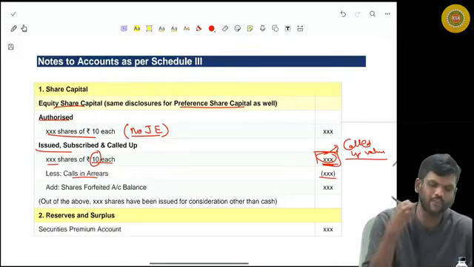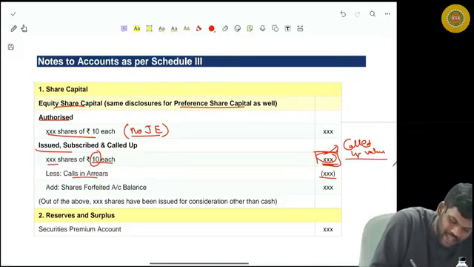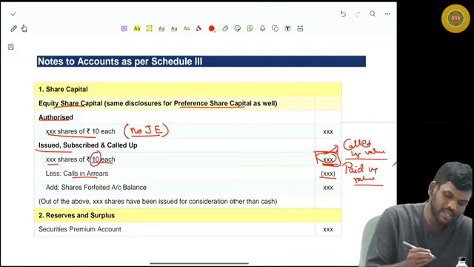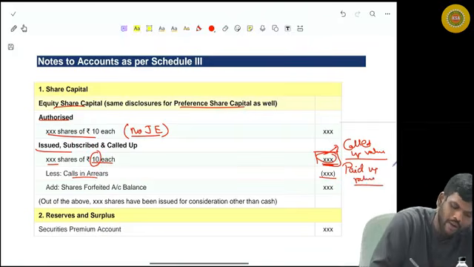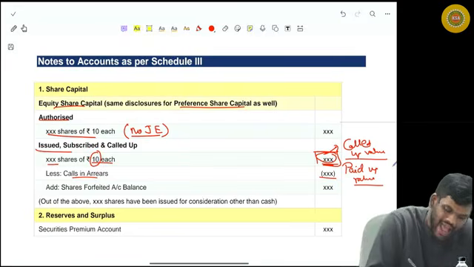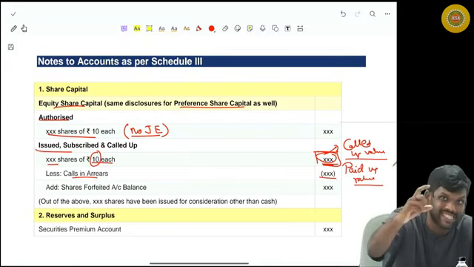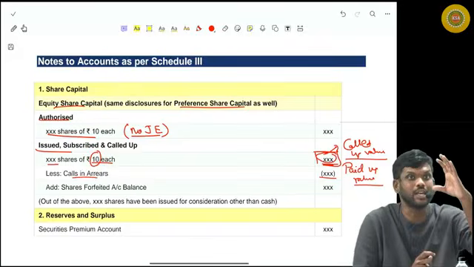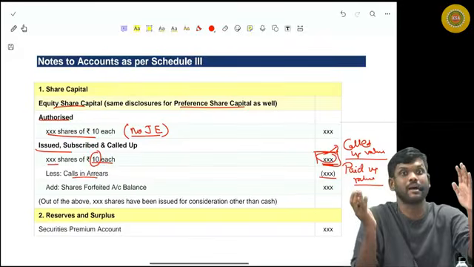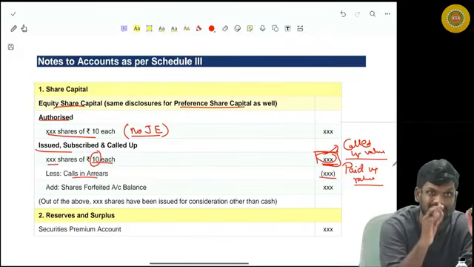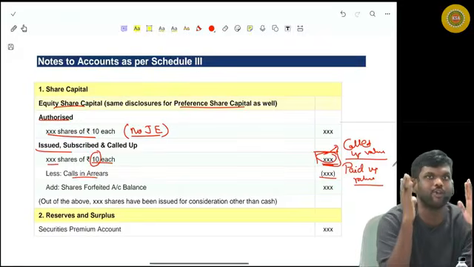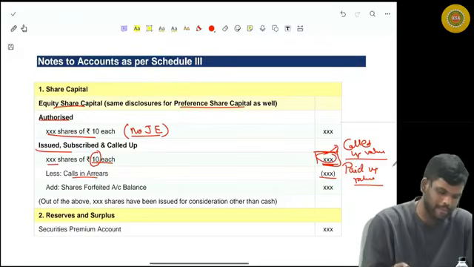So from called up value, if you subtract calls in arrears, you will get paid up value. Okay, so equity share capital called up value will be in a separate ledger account and calls in arrears will be in a separate ledger account. But for the purpose of presentation in the balance sheet, this equity share capital ledger account will be subtracted with this calls in arrears. Net amount, which is the paid up value, will only come on the face of the balance sheet.